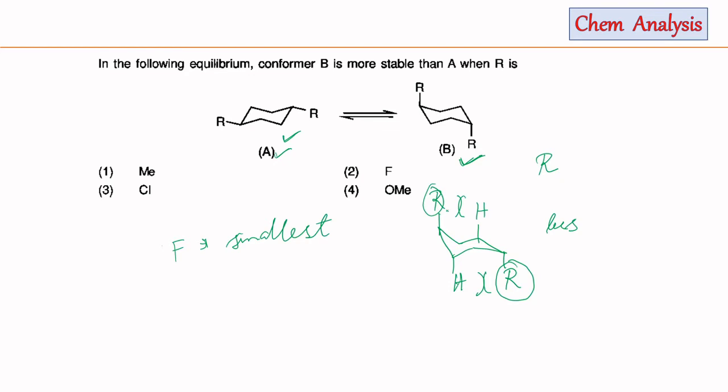So if R is fluorine, then the 1,3-diaxial interaction with fluorine and hydrogen will be least, and B will be more stable than A. So we can say that R will be F, for which B will be more stable than A.